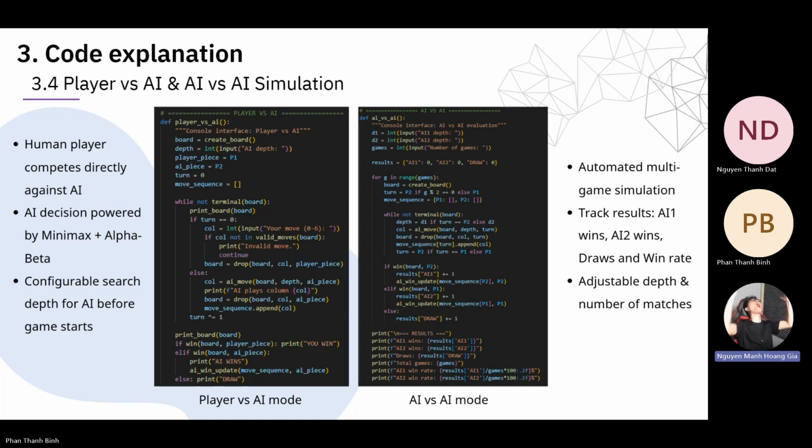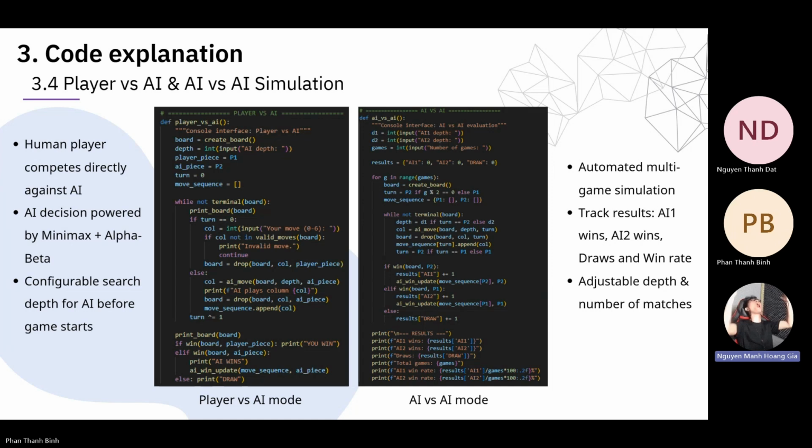This mode is especially useful for performance evaluation, so we can run multiple games automatically, compare different depths, and track win rates and draws. By running AI vs AI simulations at different depth values, we can clearly observe how depth affects both playing strength and performance.